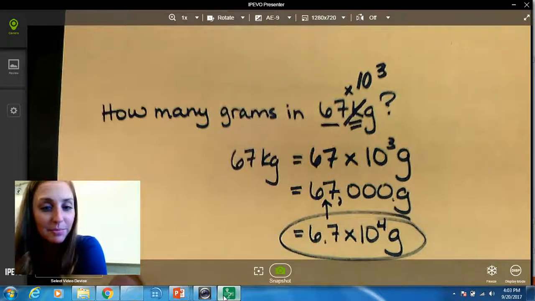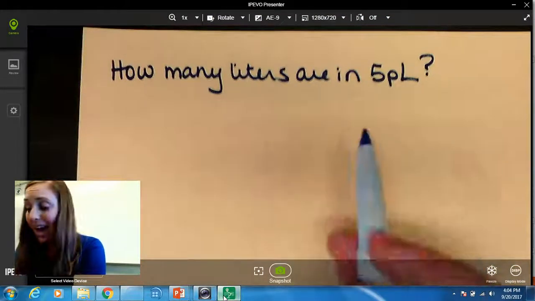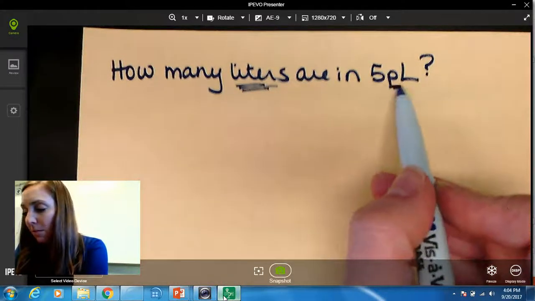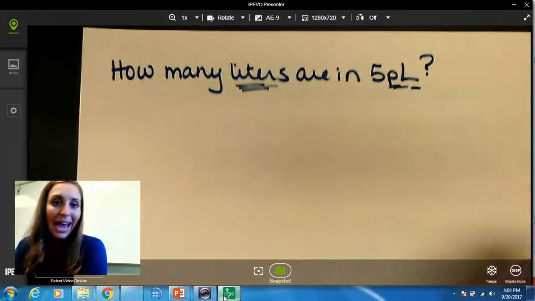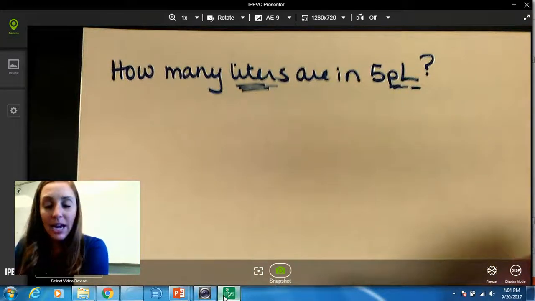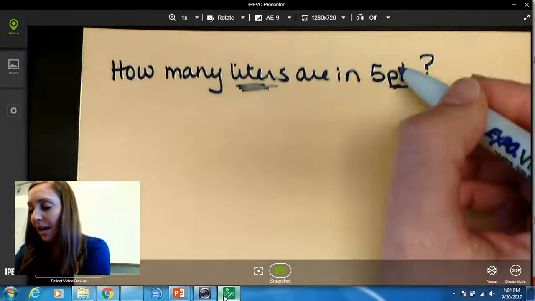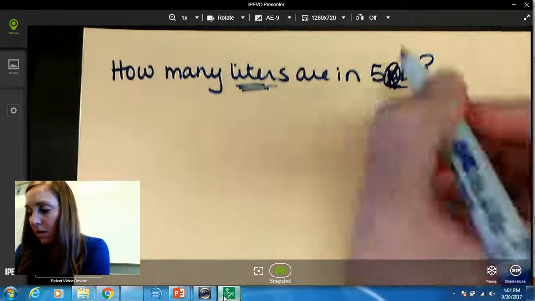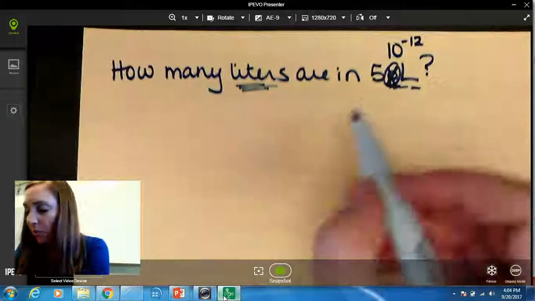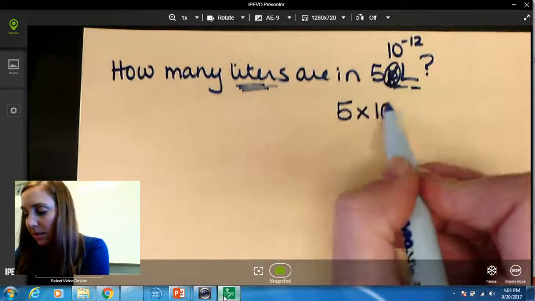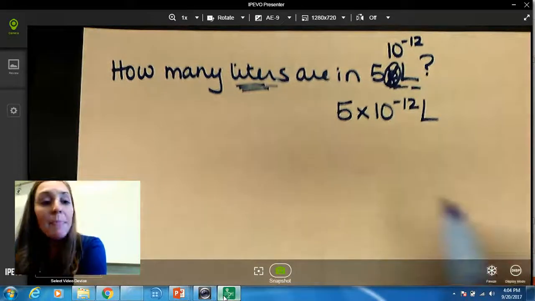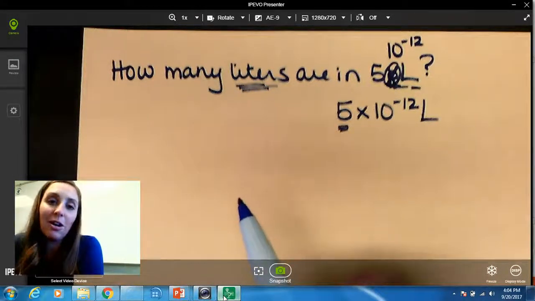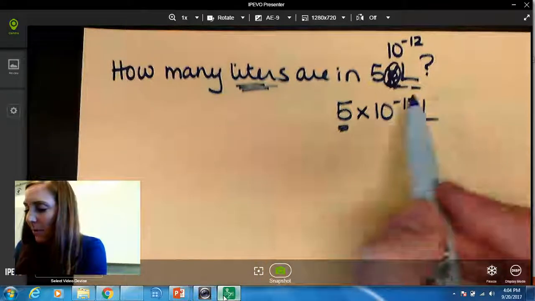Okay, let's do another one. My next question is how many liters are in 5 picoliters? So I want just liters. I've got picoliters. So I need to remove the pico and replace it with a power of 10. So I look on my chart, and my chart says that pico is actually 10 to the negative 12. So I rewrite it as 5 times 10 to the negative 12 liters. Because my coefficient, or this number up front, is between 1 and 10, I don't have to change it at all. It's already in scientific notation, so I'm done.